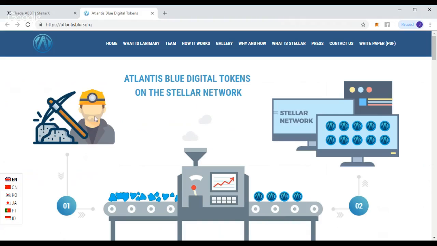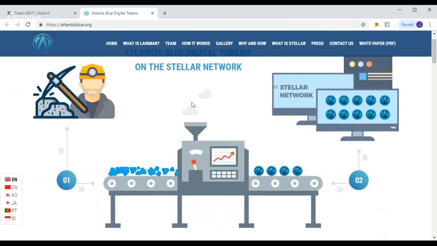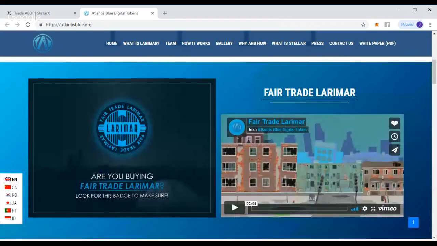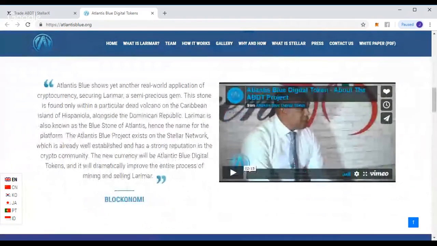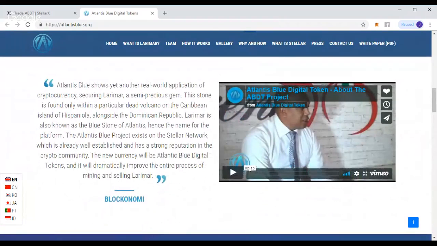Atlantis Blue digital tokens on the Stellar network. Fair trade Larimar. And little did I know, this is a crystal I never heard about. Atlantis Blue shows yet another real-world application of cryptocurrency, securing Larimar, a semi-precious gem. This stone is found only within a particular dead volcano on the Caribbean island of Hispaniola, alongside the Dominican Republic. Larimar is also known as the Blue Stone of Atlantis, hence the name for the platform.